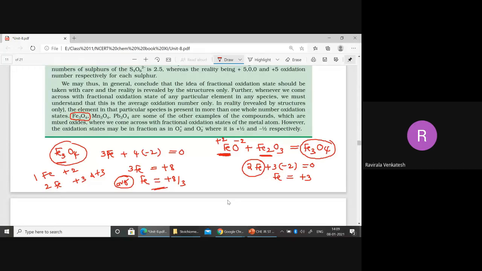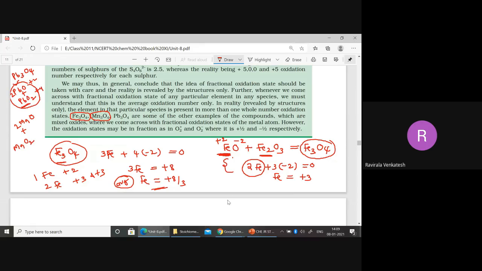Similarly, Mn3O4 is also the same: MnO2 plus MnO. Now take care, 2 moles of MnO plus MnO2 can be taken as Mn3O4. Pb3O4 also is the same thing: PbO plus PbO2. Take 2 moles here. This one is called Pb3O4. Now you take this example as homework. Calculate the oxidation state of lead here and here. This will be +4. This will be +2, but you have to calculate in this manner.